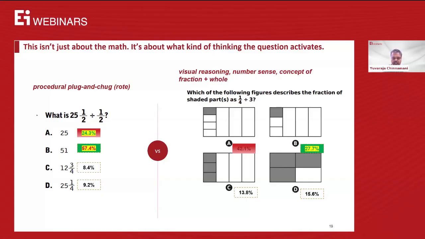Now let's look at the results. The procedural question on the left had 57.4% correct responses, while the visual reasoning question on the right had only 24.3% correct. This suggests that while many students can follow the procedural steps, far fewer truly understand what division of fractions means conceptually.